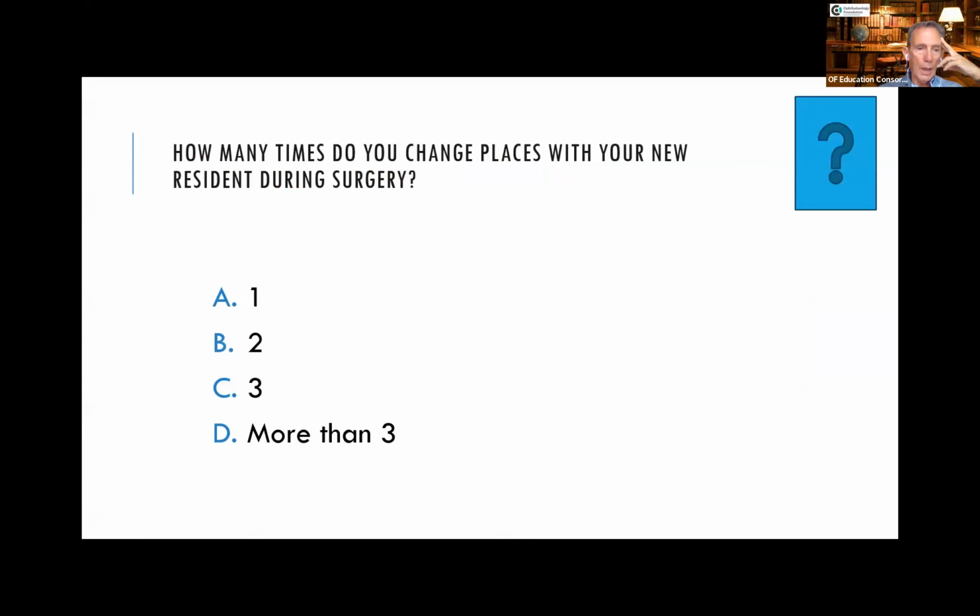Another question: how many times do you change places with your resident during surgery? This means up to how many times you have changed places in one surgery with the resident. Sometimes you only change once, sometimes you're able to change 2, which is the most often number of times you change with the resident.